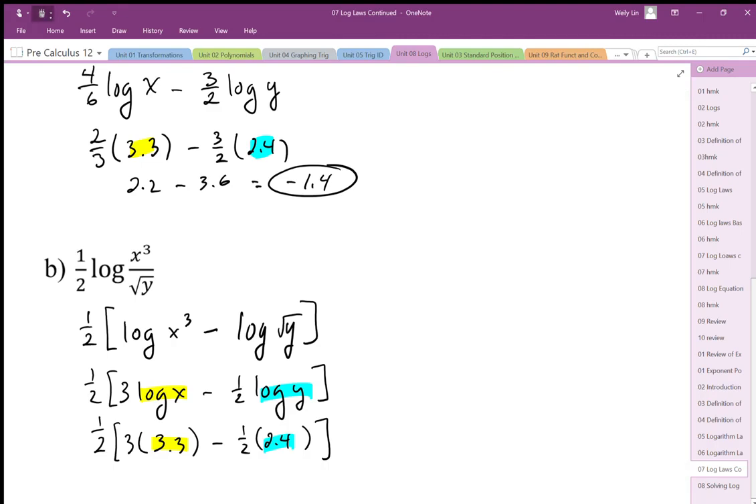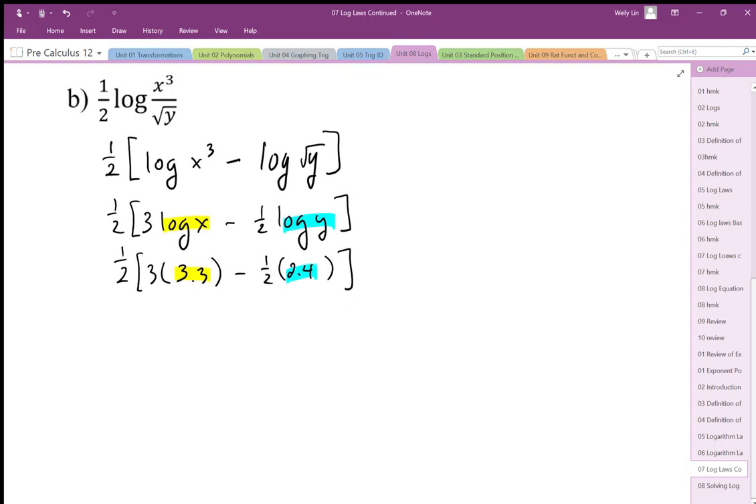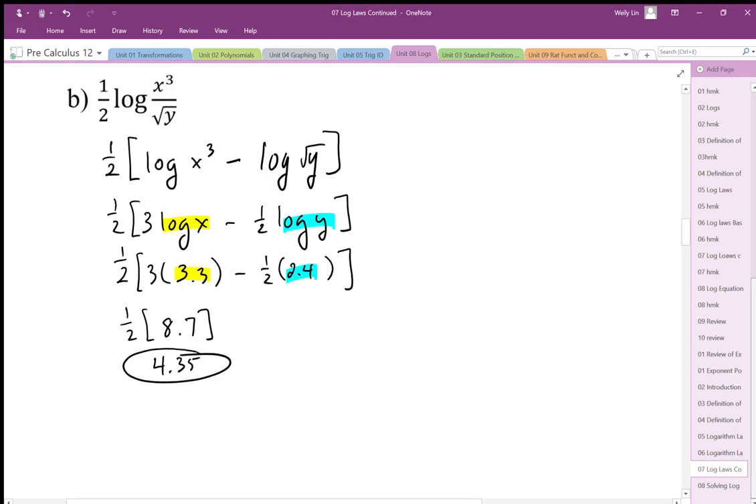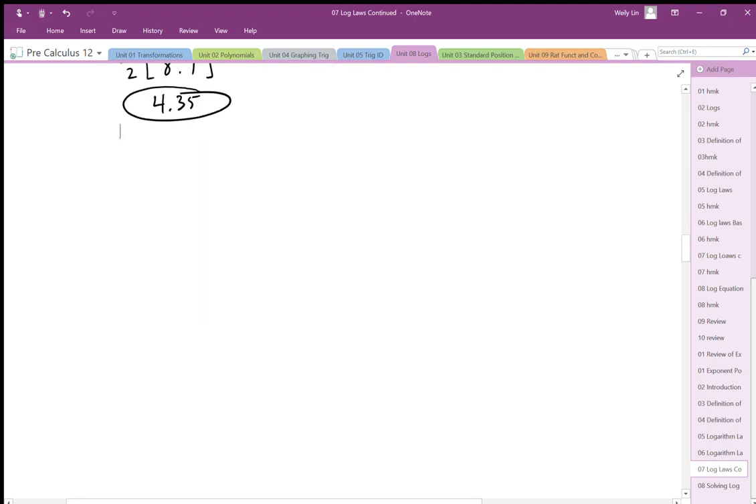Okay, and then I can just work out that numerical value. So that numerical value simplifies to 1/2 times 9.9 minus 1.2, so that's 8.7. Okay, so 1/2 times that, that's going to be 4.35, and that's my solution to that. Okay, the main idea though is applying some log properties to get that log x and log y isolated by itself.